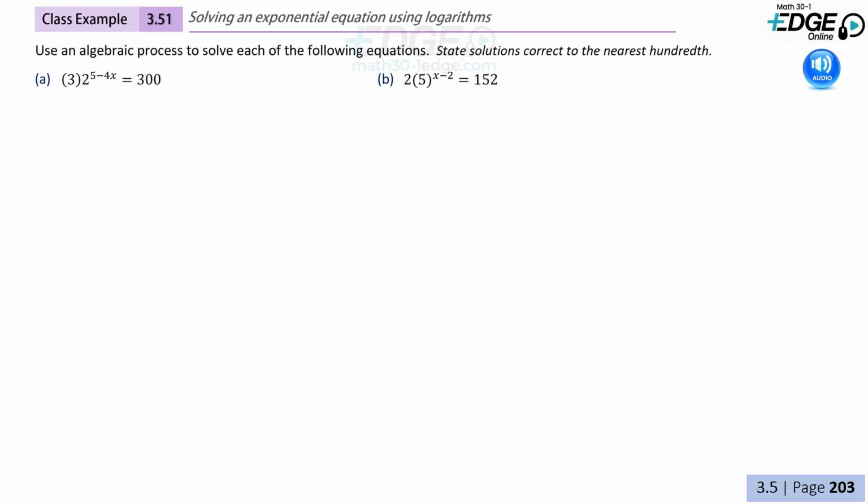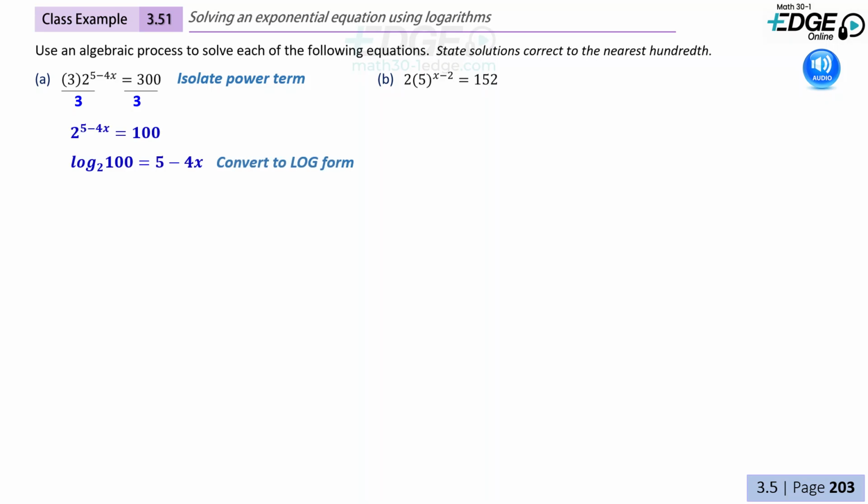Class example 3.51. Use an algebraic process to solve each of the following equations. So first, we're going to divide both sides by 3 to isolate the power term, the term with x in the exponent. And then next we're going to convert this to log form.